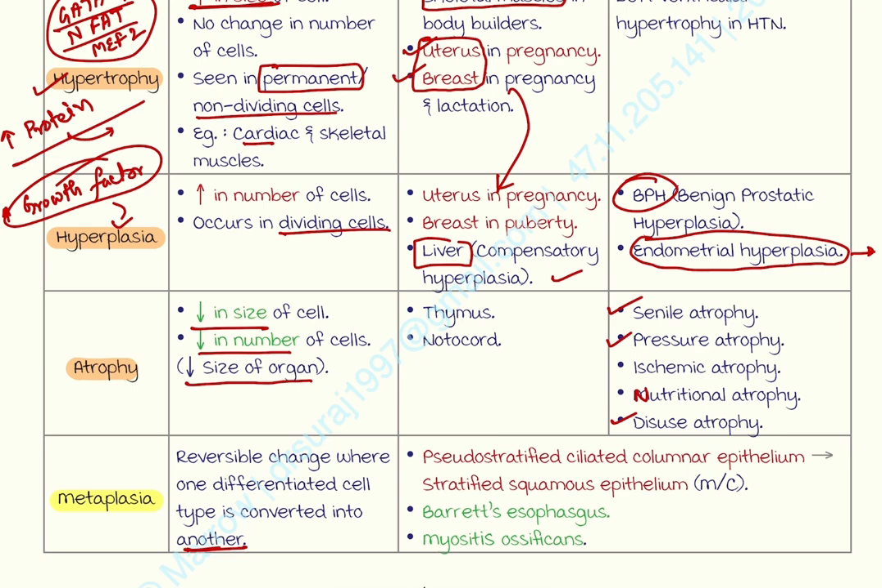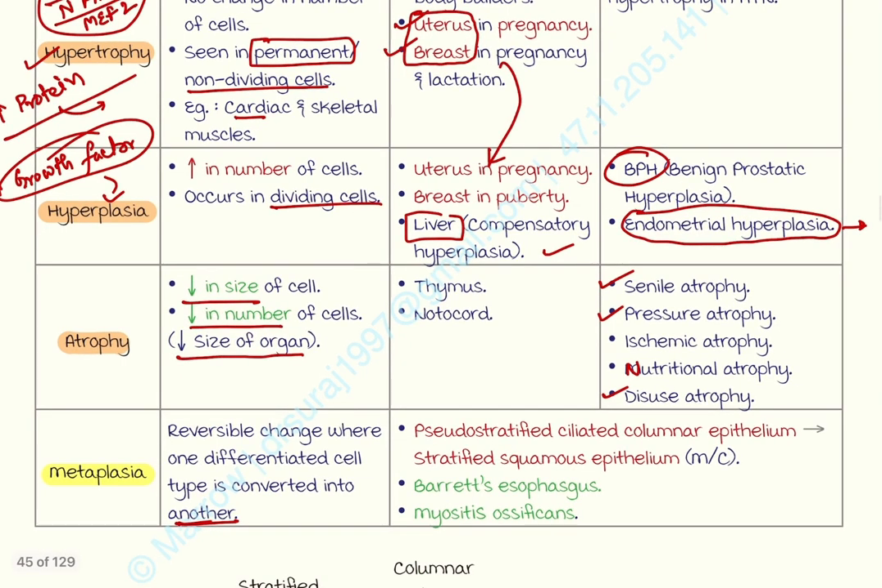Please remember, these were the pathological causes; now the physiological ones. Like the thymus, which is present in childhood but gets atrophied as we grow. The thymus and notochord are present during our development, but are not present later. So the regression that happens is by means of atrophy.